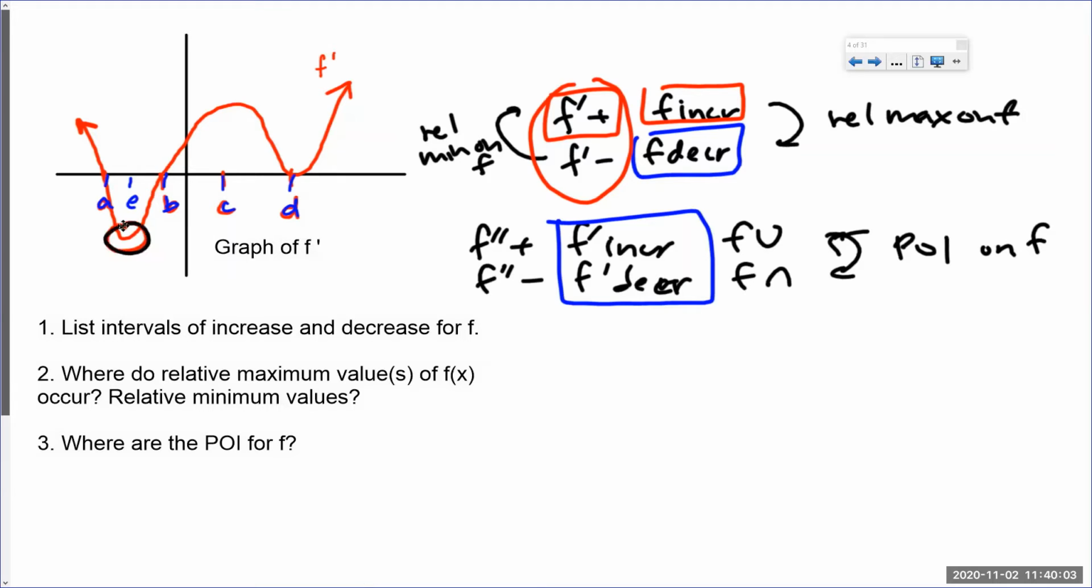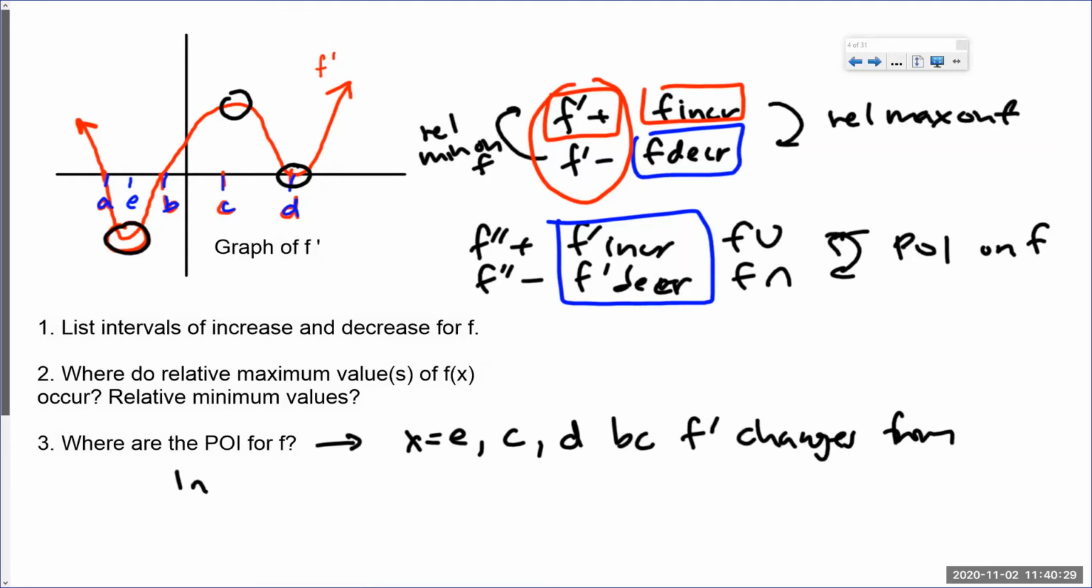Decreasing to increasing right here. Increasing, increasing, increasing, increasing, decreasing right here. Decreasing, decreasing, decreasing. Oops, right there, going back to increasing. Do you guys see that? So there are 3 points where you have POIs. They are x equals E, x equals C, and x equals D. Okay, the justification, see if this makes sense, is because F prime changes from increasing to decreasing or vice versa. You could have it go either way.